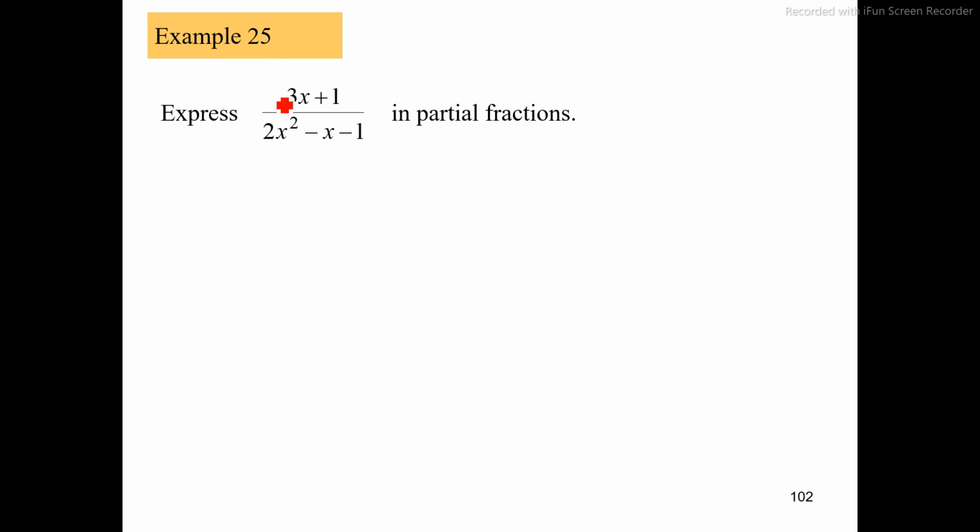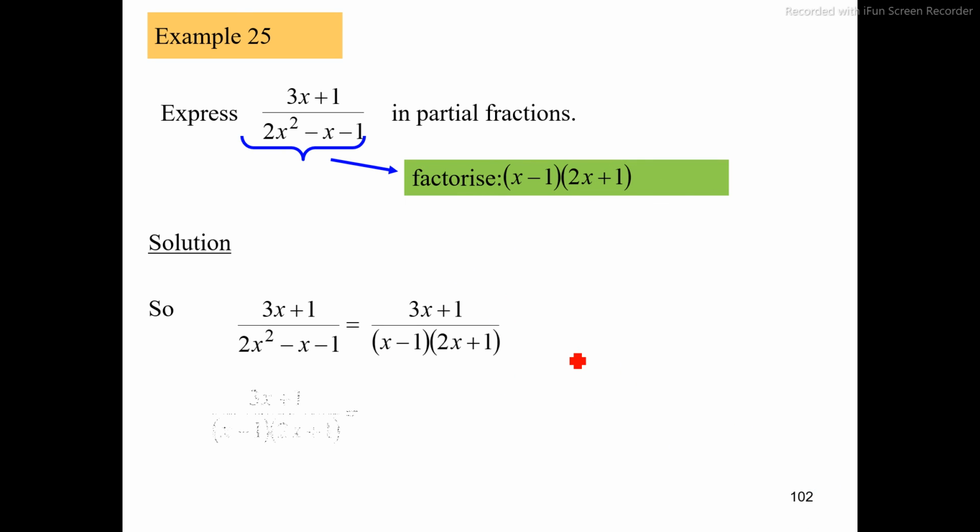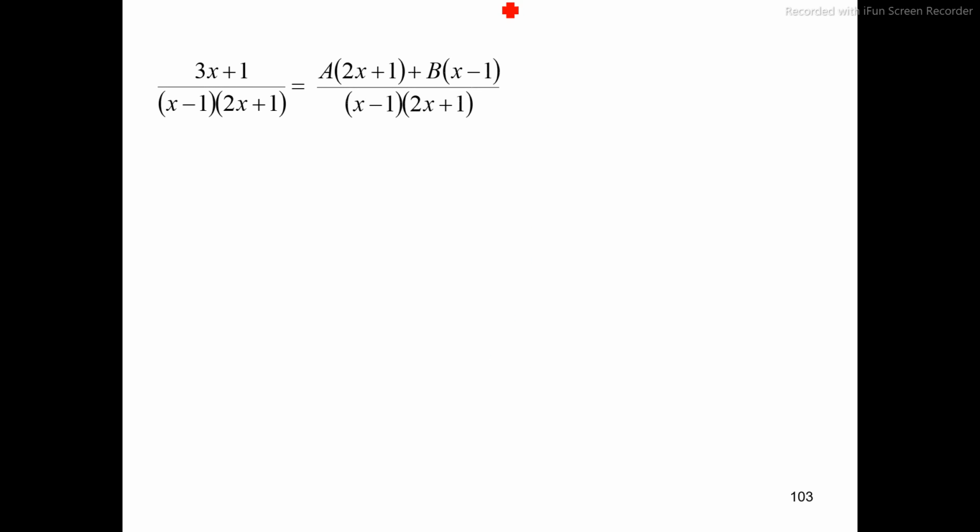Alright, next one. This is also the same thing. We don't need to go through it in detail, it's the same. Factorize, then substitute back. When you factorize, you get A and B. When we equate the denominator, we equate only the numerators.